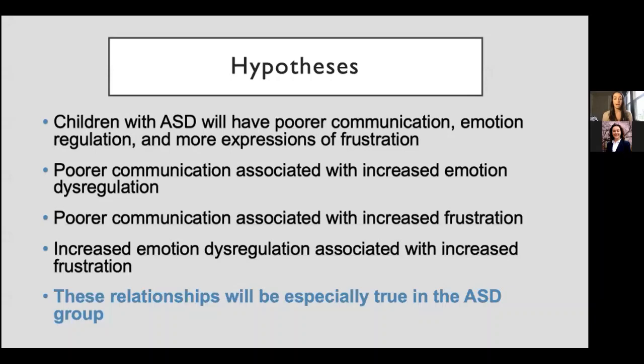Based on previous literature, I hypothesized that children with ASD will have poorer communication, emotion regulation, and more expressions of frustration. I also hypothesized that poor communication will be associated with increased emotion dysregulation, and poor communication will also be associated with increased frustration. I've made these 2 predictions based on the theory that children with communication difficulties will have a harder time expressing their emotions and needs, and then they may become emotionally escalated because they don't have the tools to productively regulate them. And my 4th hypothesis is that increased emotion dysregulation will be associated with increased frustration. So I'm predicting that these expressions of frustration to be a result of poor emotion regulation. And these last 3 relationships I'm predicting will be especially true in the ASD group.